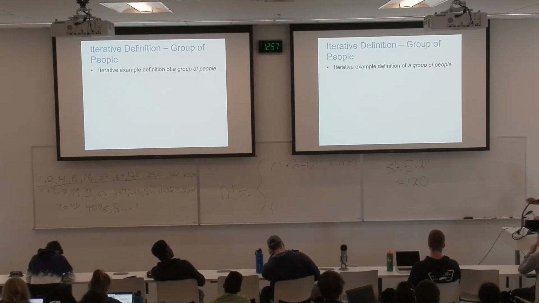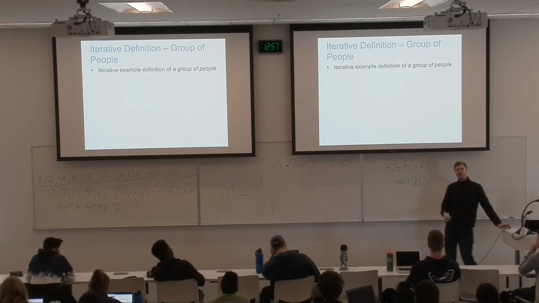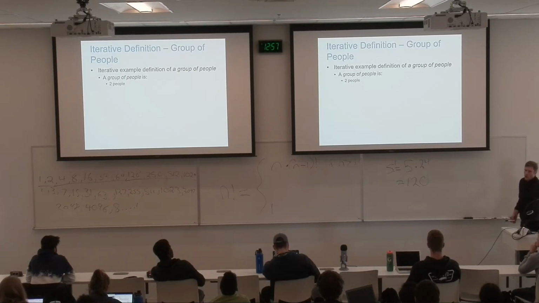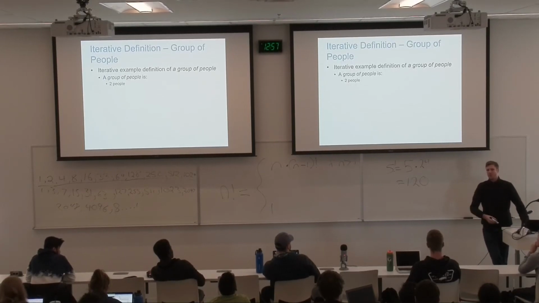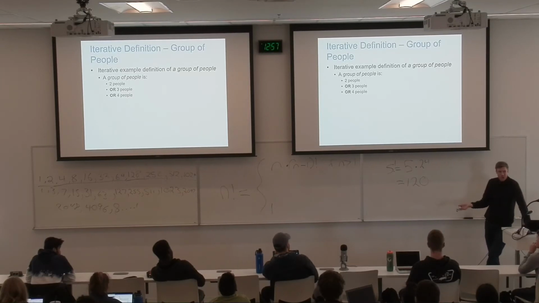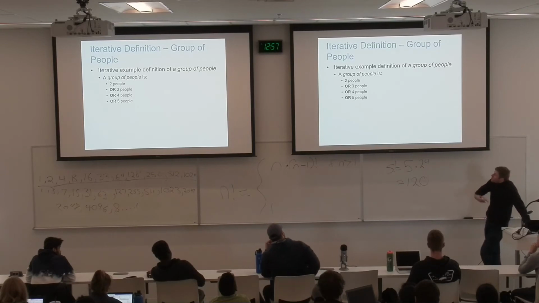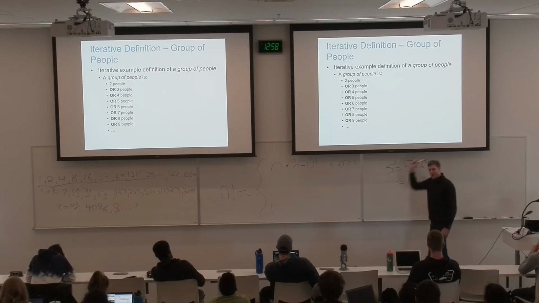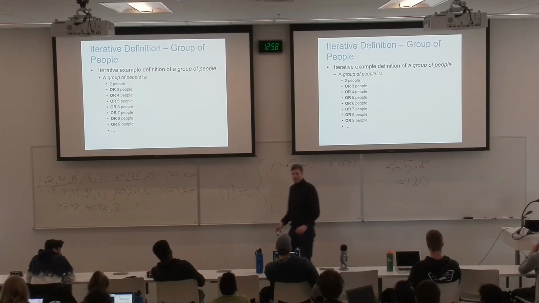So, a group of people. This is a weird concept, but we can define a group of people iteratively. Would you agree that if we had 2 people, we could say that's a group of people? Perfect. Or 3 people, also a group of people, right? 4 people, 5, 6, 7, 8, 9. I can keep going on forever. Now, if I wanted to write out all those things, I'm going to be in trouble. I'm going to have to write that out infinitely.